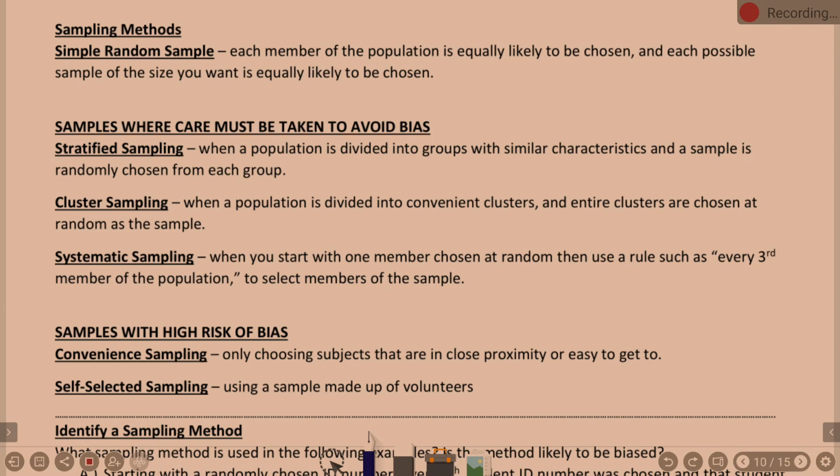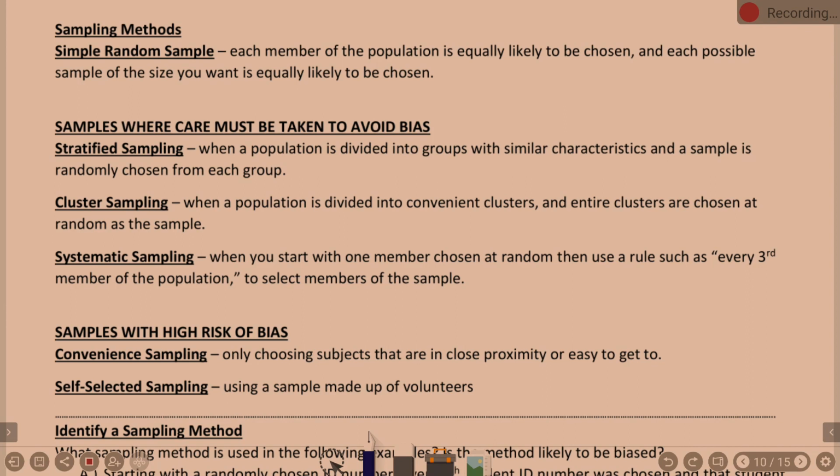Now, a couple of samples with high risk of bias. These can have bias. Not saying they always do, but they are high risk. Convenience sampling: only choosing subjects that are in close proximity or easy to get to. Walking into the cafeteria that's already serving breakfast and asking, do you want them to continue serving breakfast? That's convenient. It's just easy to walk in and ask, right?